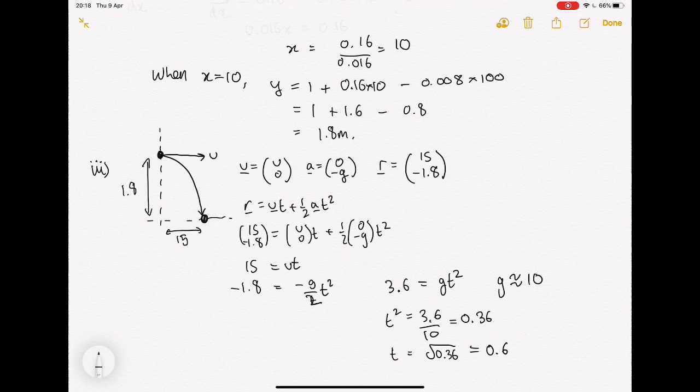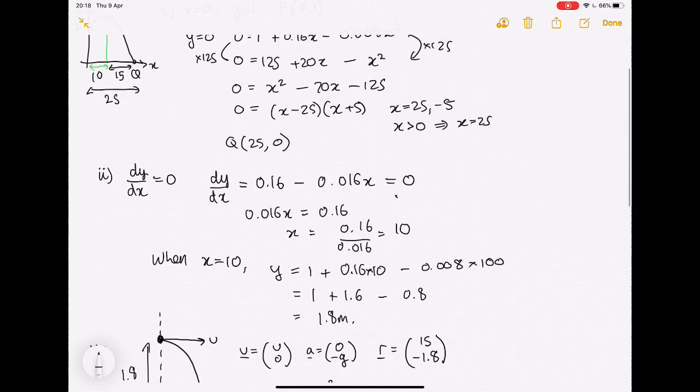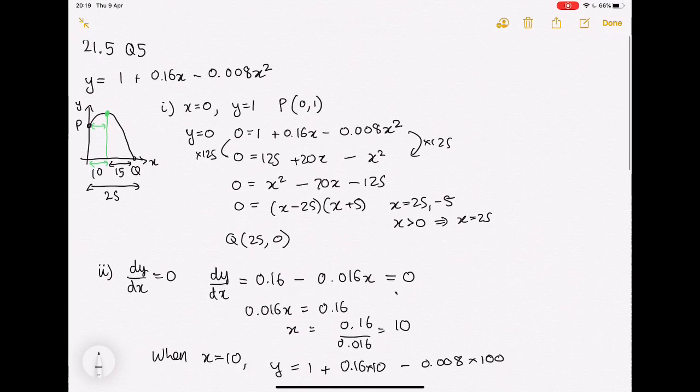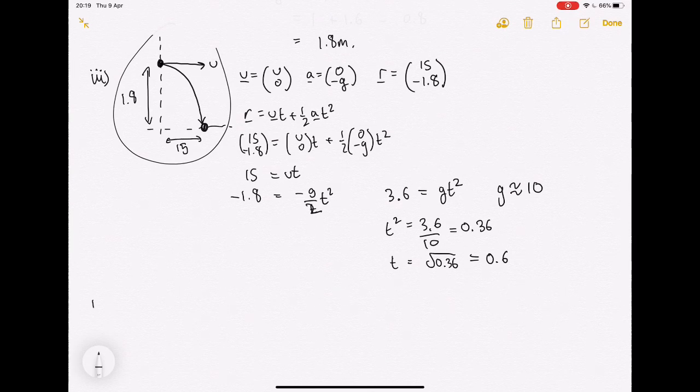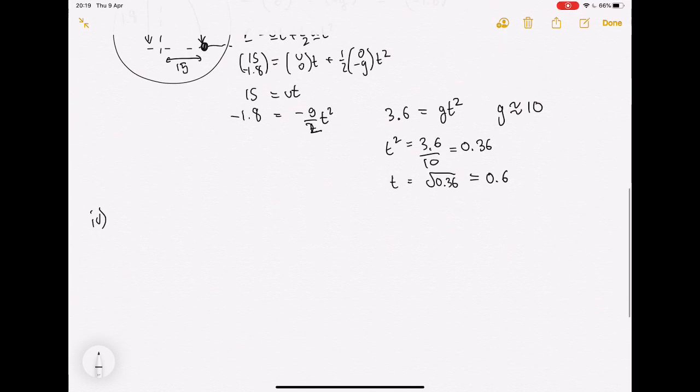And deduce from this the time of flight for the projectile to travel from P to Q. Well, what we need to remember here is we're going to go back to the original projectile. So we're not talking about this projectile anymore. We're not modelling it from its maximum height. We are modelling it again from P to Q.